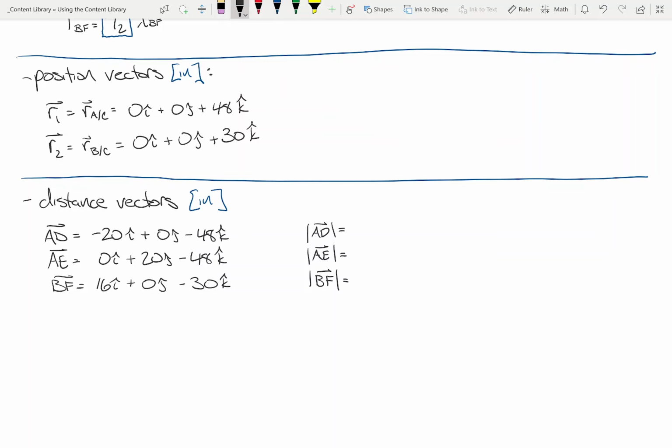Just so we're all awake this morning, how am I going to find these magnitudes? Pythagorean theorem, so 20 squared plus 48 squared and then the root of all that. Would you believe me if I said that this is 52 inches? Would you believe me on this one also being 52 inches? Would you believe me on this one being 34 inches? Is that okay?